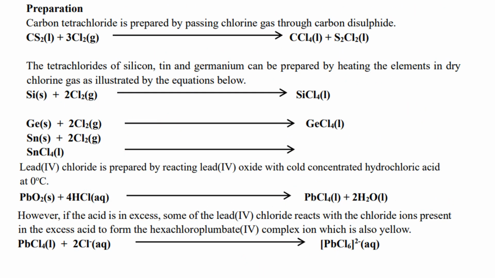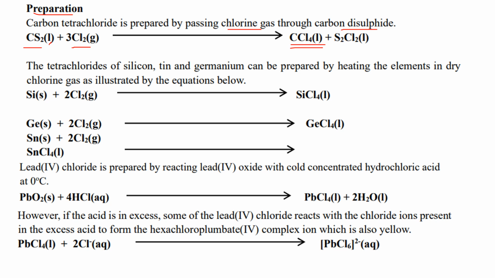Starting with the preparations, you're going to see that carbon tetrachloride is prepared by simply passing chlorine gas through carbon disulfide. When you have carbon disulfide, which is a liquid, you react it with dry chlorine gas, and you've prepared what you call carbon tetrachloride.